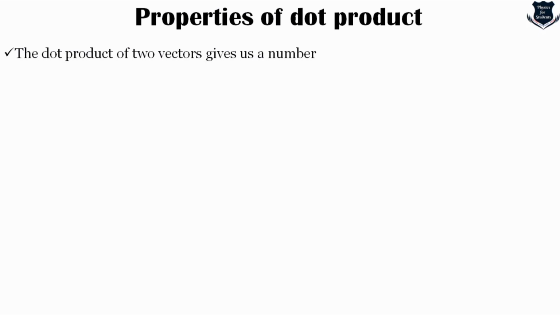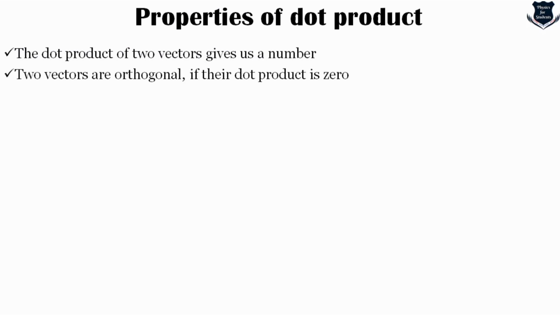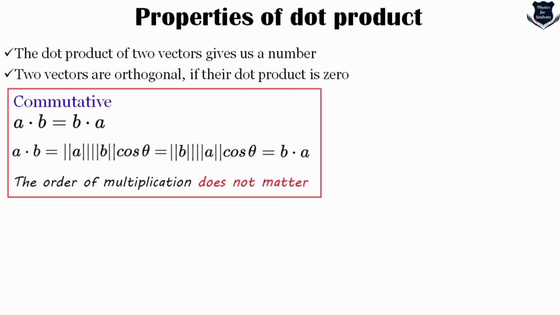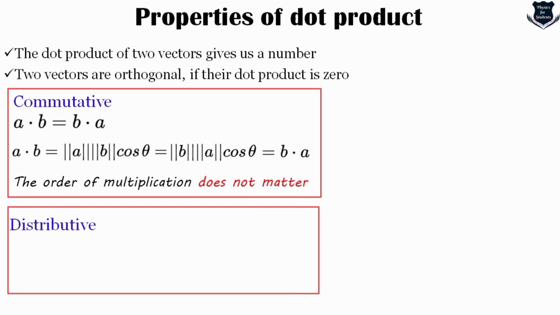The dot product of two vectors gives us a number. We know two vectors are orthogonal if their dot product is 0. It obeys the commutative law, right? This is the commutative law. And what it does, most important, is that the order of multiplication here doesn't matter. Remember, this is an important point, why I will tell you later.